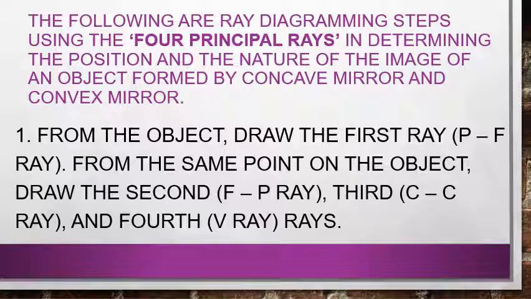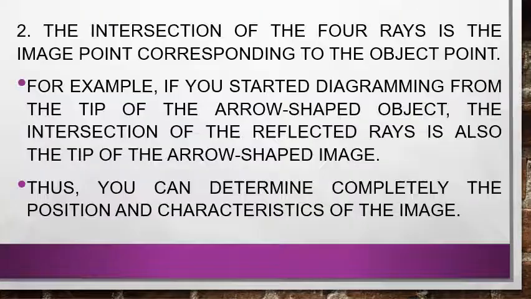The following are ray diagramming steps using the four principal rays in determining the position and the nature of the image of an object formed by concave mirror and convex mirror. Number 1. From the object, draw the first ray, P to F ray. From the same point in the object, draw the second, F to P ray, third, C to C ray, and fourth, V ray. Number 2. The intersection of the four rays is the image point corresponding to the object point.